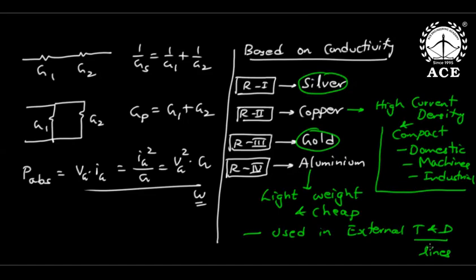So there is a simple observation, sir. Based on conductivity, this classification is coming. Rank 1 is silver, rank 2 is copper, rank 3 is gold, and rank 4 is aluminum. But silver and gold are highly uneconomical, costly. Copper is used in high current density compact systems, and aluminum, lightweight and cheap, is used in external T&D lines.